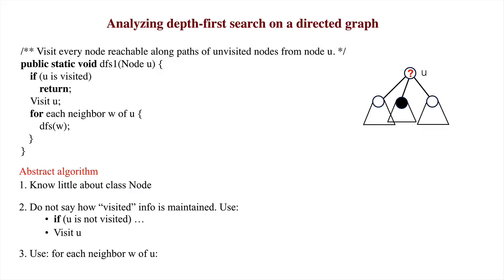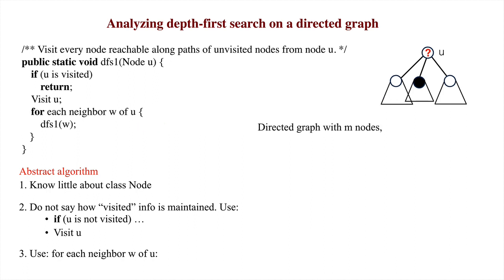Here is procedure DFS1, a recursive version of depth-first search with no precondition. When procedure DFS1 is called, u may or may not have already been visited. If u is already visited, no nodes are to be visited, so the method returns immediately. On the other hand, if u is not yet visited, we visit it, and then a call to dfs1(w) is executed for each neighbor w of u.